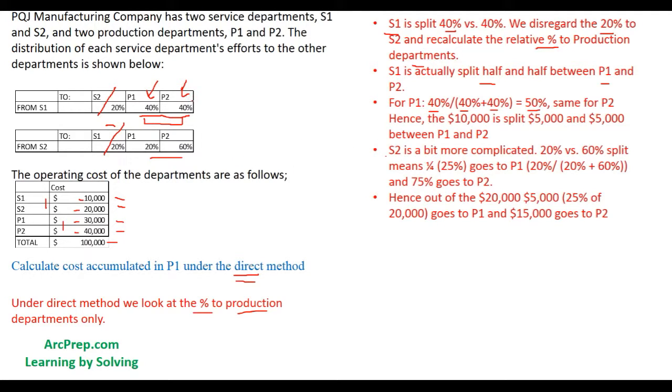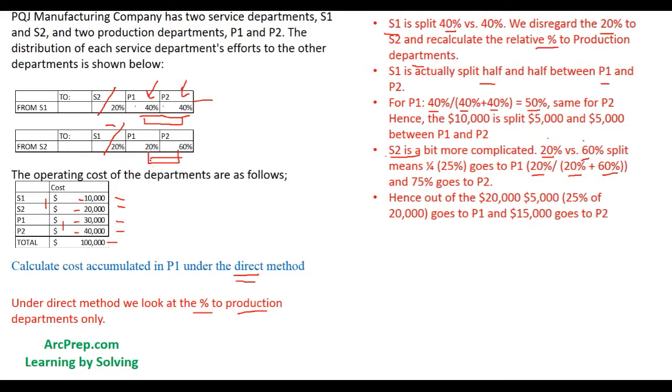S2, and I picked this as an easy example to make sure that it makes sense. S1 is split again 50-50 between these two, and this is how it's calculated. The 50% is calculated. S2 is a bit more complicated in the sense that it's split 20 to 60. So in a sense 1 to 3, right? In order to make that total to 100%, I need to recalculate these percentages, and P1 is 20% divided by 20 plus 60, and P2 is 60% divided by 20 plus 60.